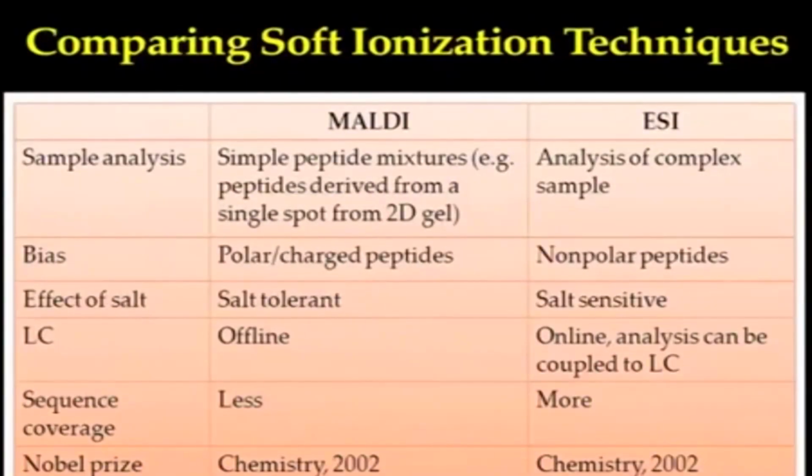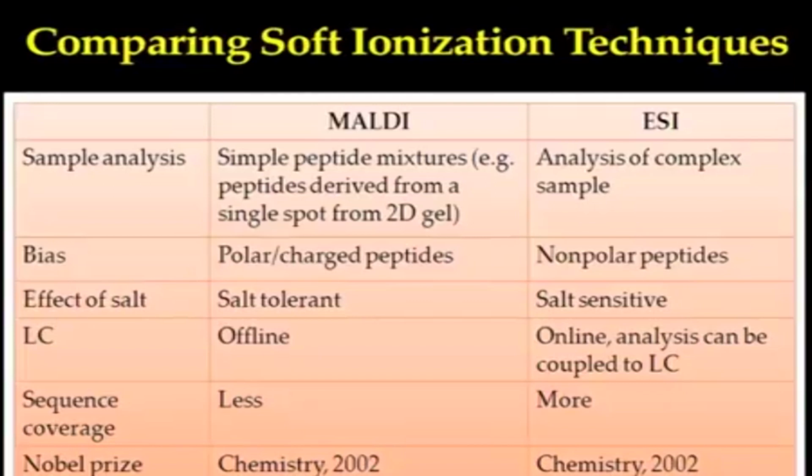Let's have a comparison between MALDI and electrospray ionization and discuss their pros and cons, which can be used for the analysis of different types of protein samples. In MALDI, the sample analysis is for the simple peptide mixture, whereas in ESI, it can be used for the analysis of complex samples.